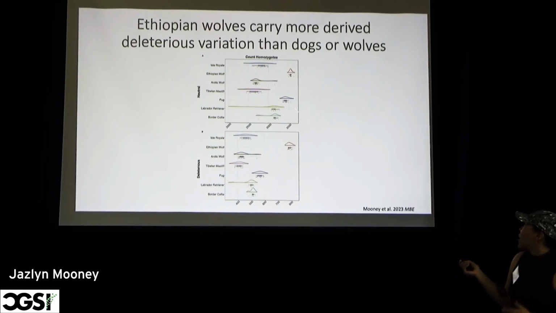What you can see overall, if we just go along the genome and count up the total homozygotes per individual, is that the Ethiopian wolves have a lot of homozygotes, right? And sadly, it looks like they have a ton of deleterious homozygous variation.